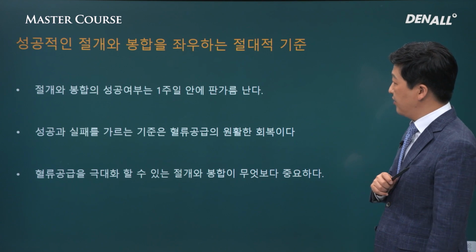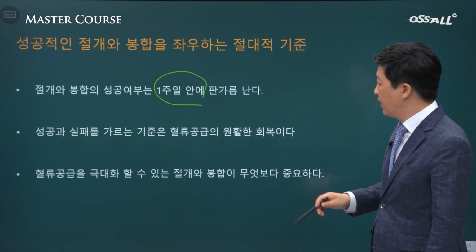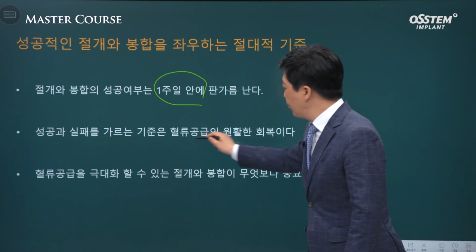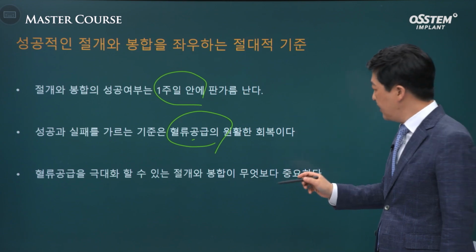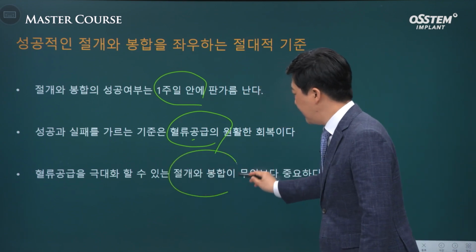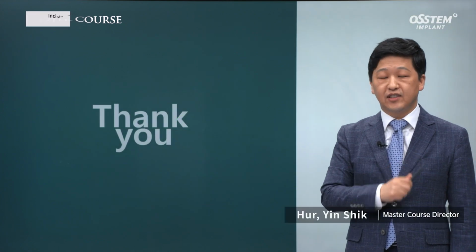The absolute criteria for successful incision and suture. The results are determined within a week, and the success and failure depends on blood supply. You need to have a design of suture and incision to maximize blood supply is the key.